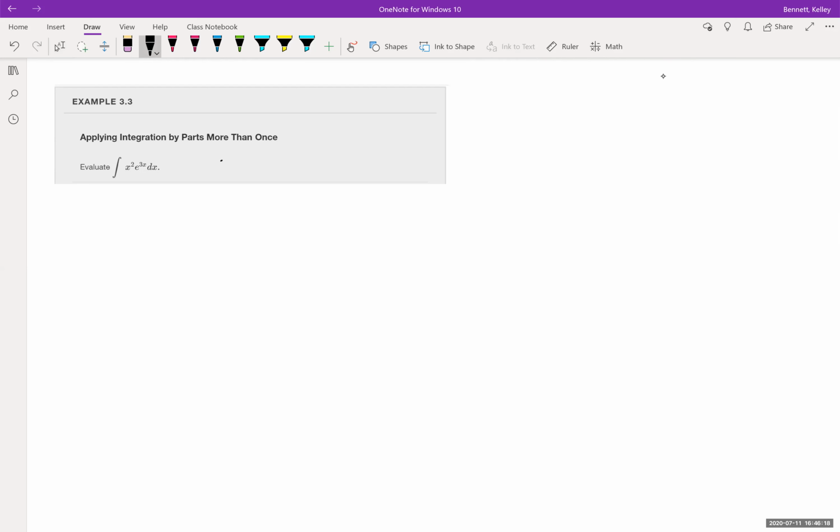So for us, we have x squared, and we have e to the 3x. So this one is algebraic, and this guy is exponential. So in the world of LIATE, we know that x squared comes before e to the 3x. So that tells me that this is going to be my u, and this is going to be my dv.